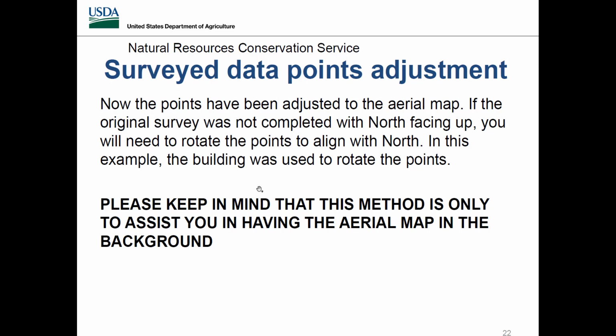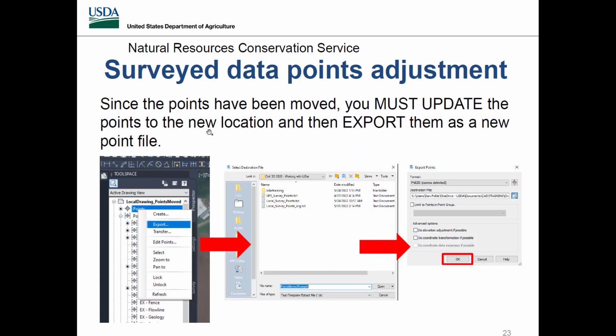Please keep in mind that this method is only used to assist you in having the aerial map in the background. So there are many ways of rotating your points. You can type in rotate to rotate them. You can do angles and things like that. But just make sure that this is a method just to keep that aerial map in the background with Civil 3D.